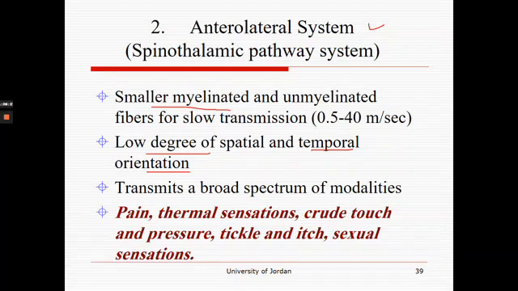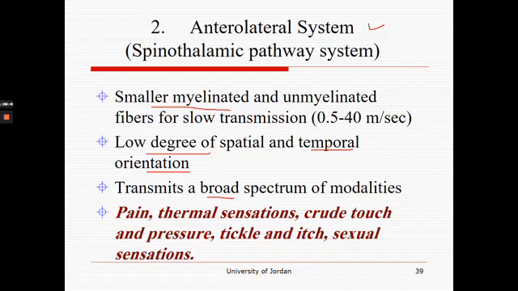That's why the system is not as accurate, so they transmit crude sensation, crude touch, crude pressure. What do we mean by crude here? We mean poorly localized sensation.